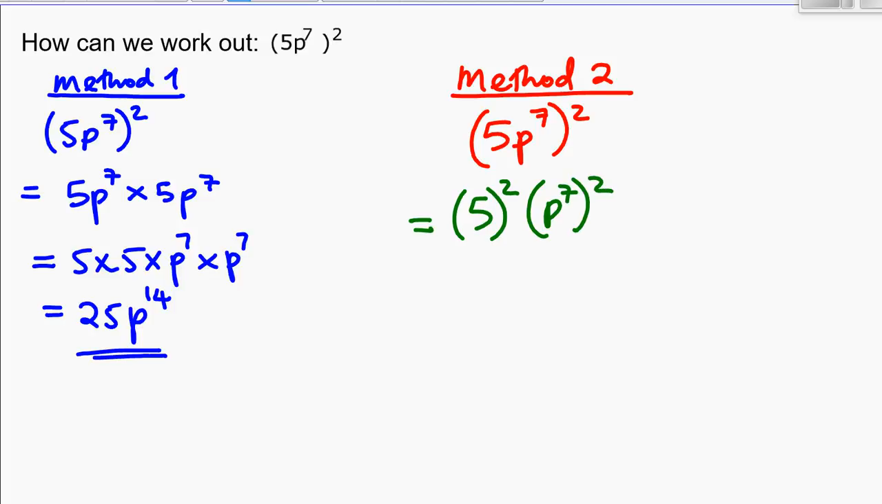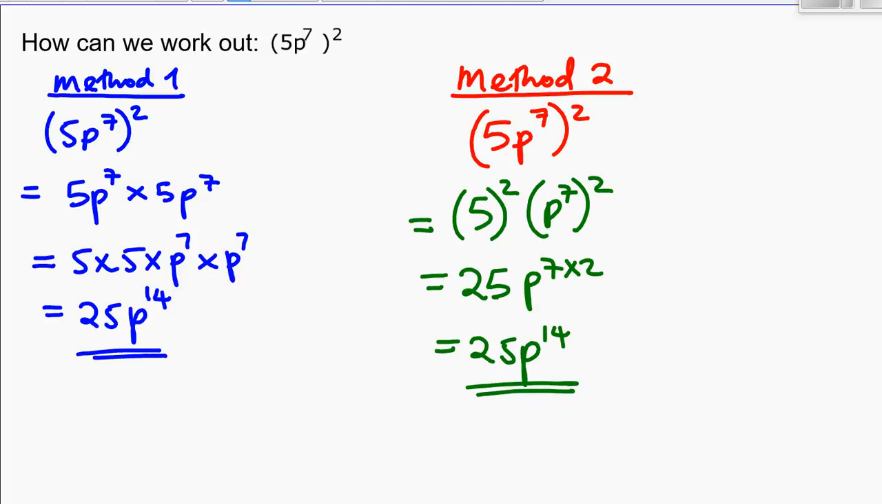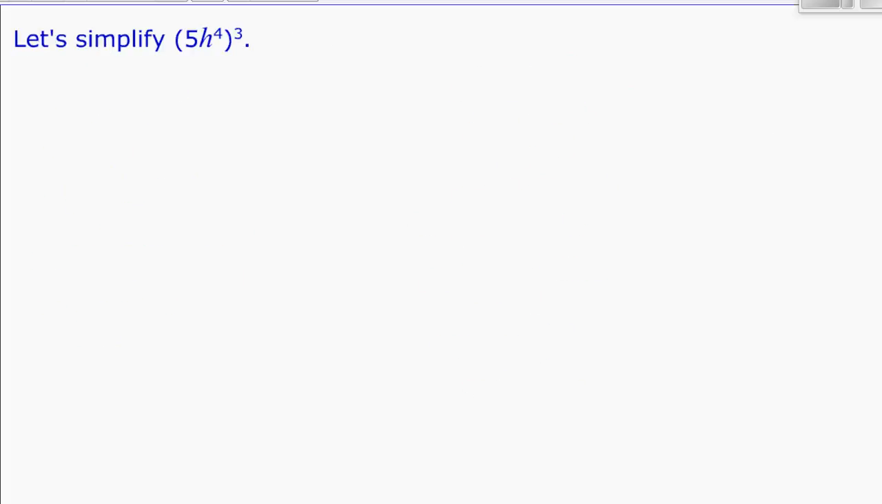which will give you 25. And here, because you have a power of a power, you are going to multiply the indices. So what you're going to have is p to the power 7 multiplied by 2, which is 25 p to the power 14. So two methods, you can choose whichever you like. Here is another example. Again, I'll show you using method 1 and method 2.